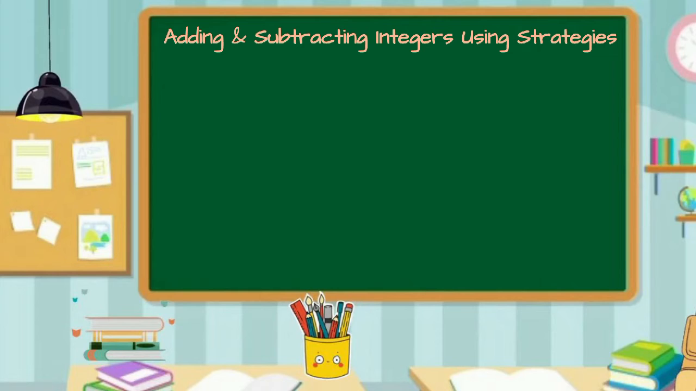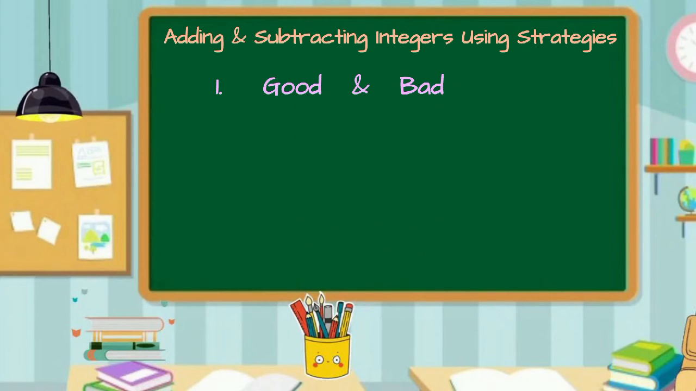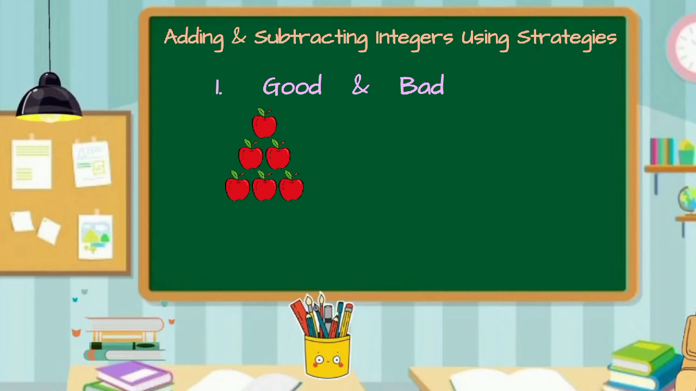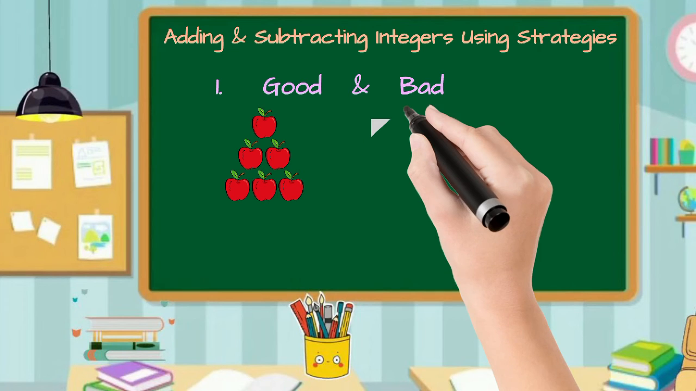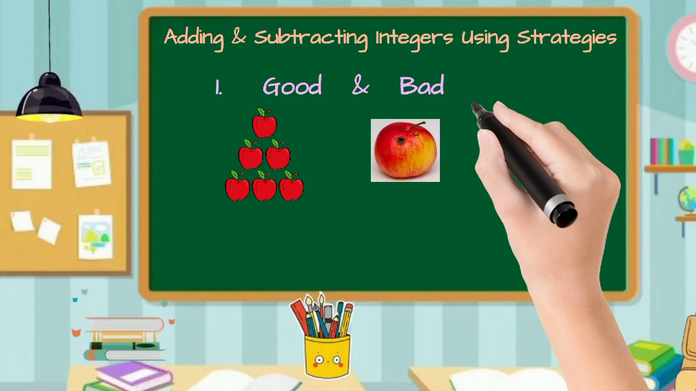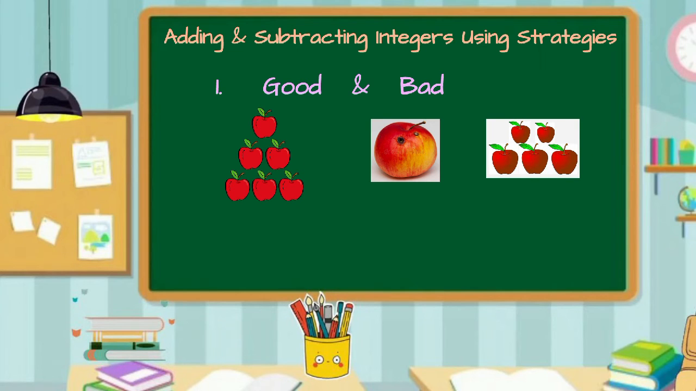Adding and subtracting integers using strategies. First, we have the strategy good and bad. If you have 6 apples in the refrigerator, but you found out that one of them is bad, then you decided to throw the bad one. How many apples will be left in the refrigerator? Yes, you are right. You will have 5 apples left.